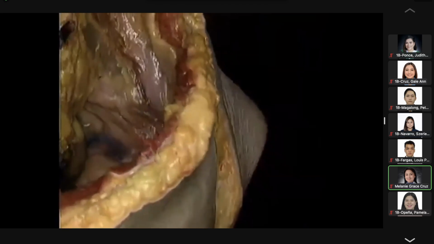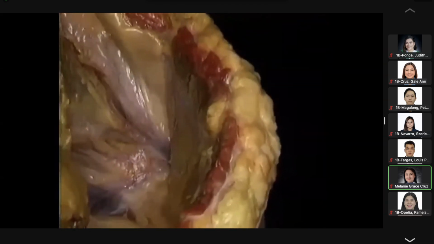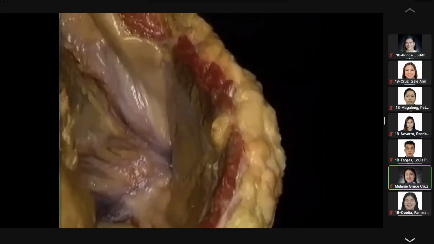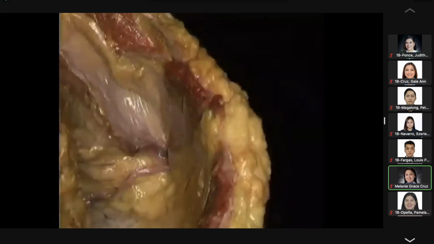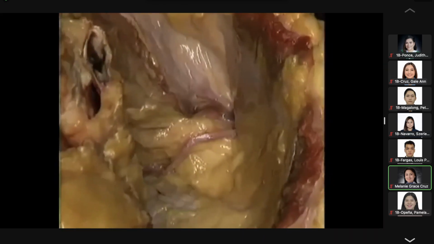The abdominal viscera have been removed. The internal inguinal ring is down here. To see it better, we'll remove the peritoneum, and we'll also remove some of the underlying fat.